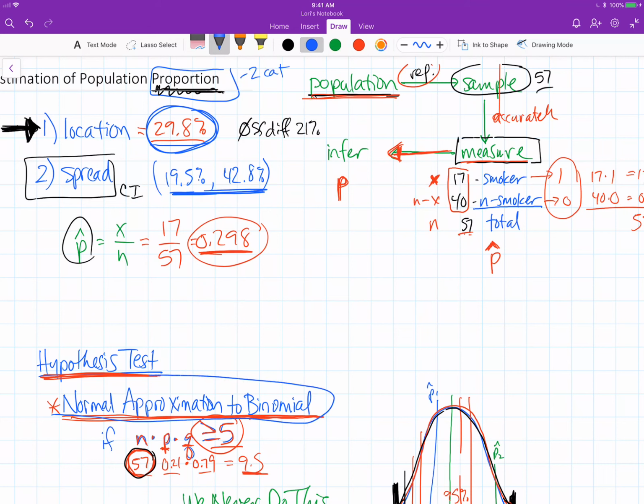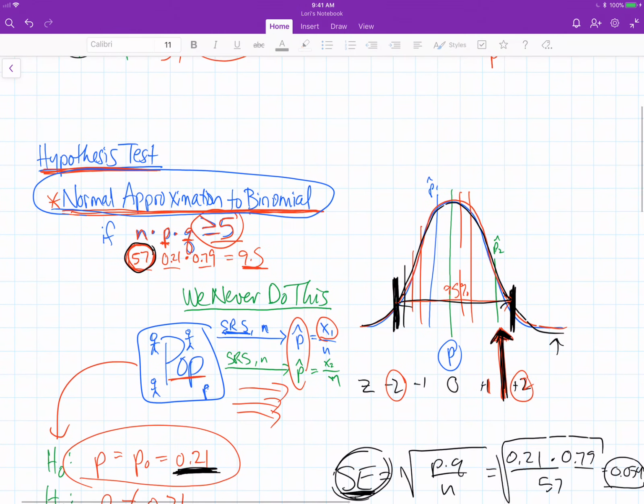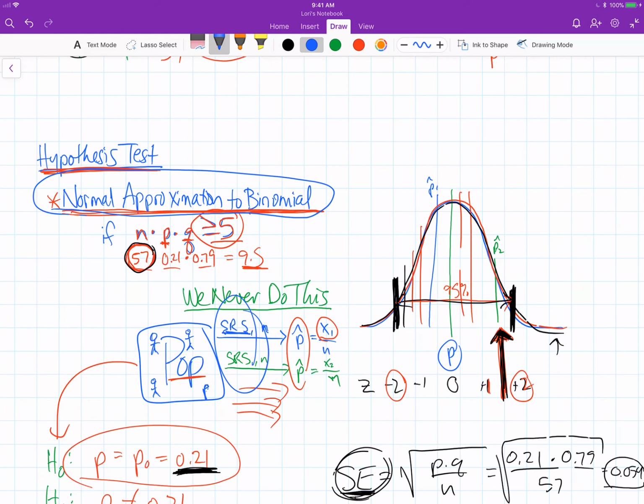That would theoretically capture 95% of these simple random samples. So if we were to sample over and over and over again and have all of these different proportions that are possible, then 95% of the time that interval would include our particular p-hat for the simple random sample that we have measured.